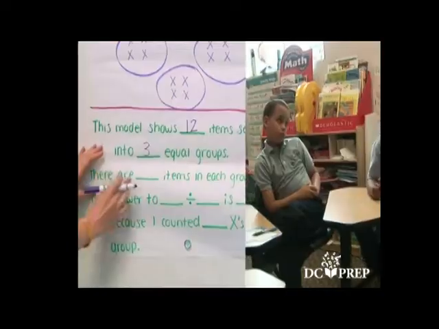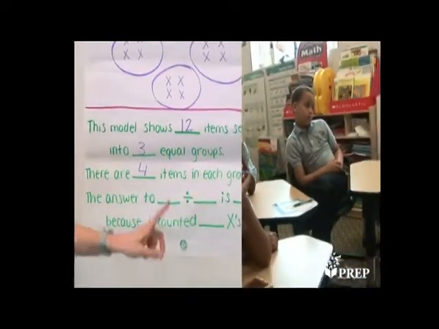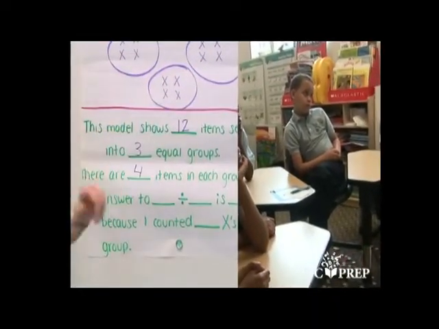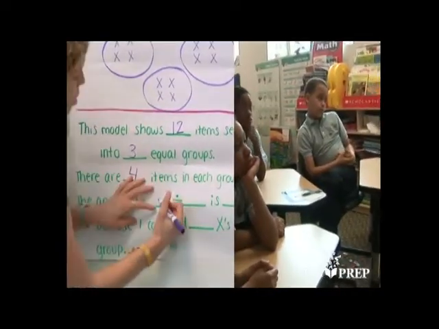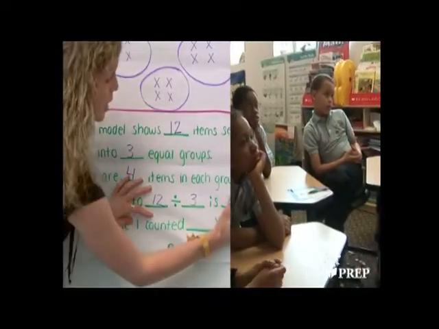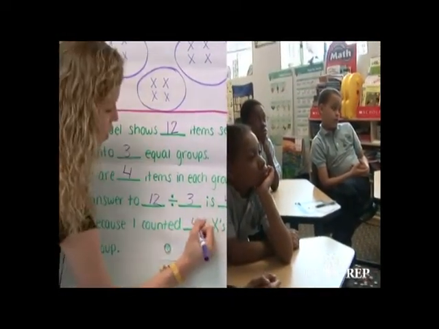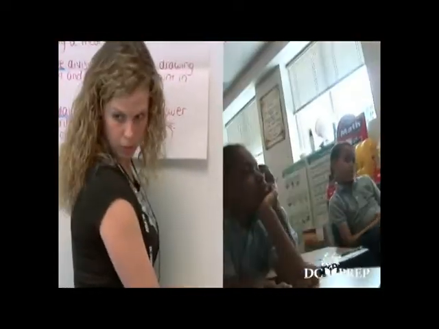Very good. There are 4 items in each group, and I can show you, Tyrone. 1, 2, 3, 4. 1, 2, 3, 4. 1, 2, 3, 4. They are equal. The answer to 12 divided by 3 is 4 because I counted 4 X's in each group.